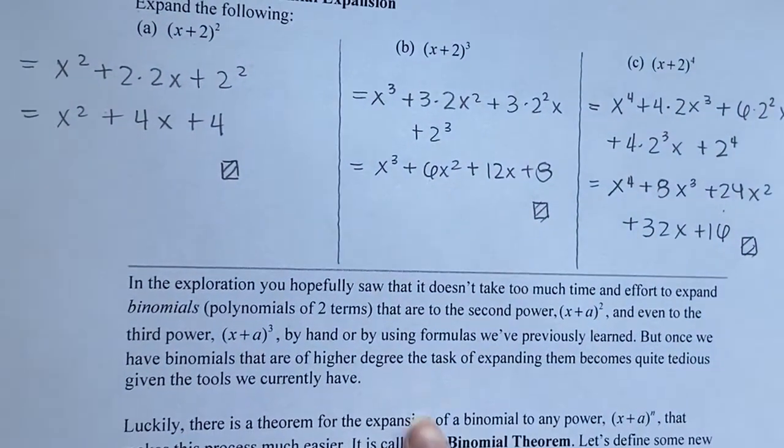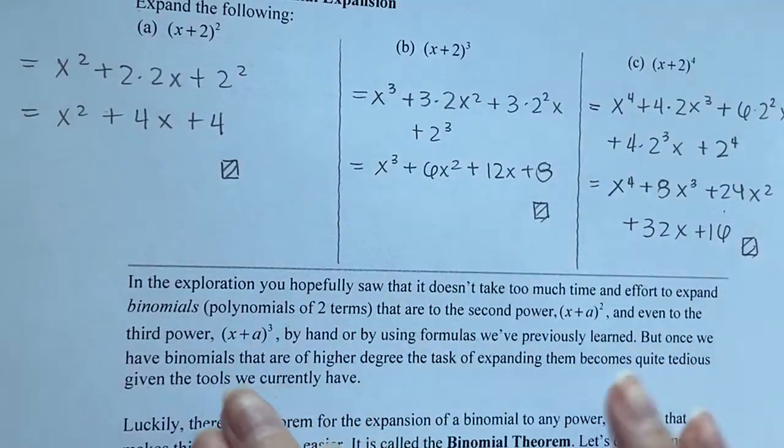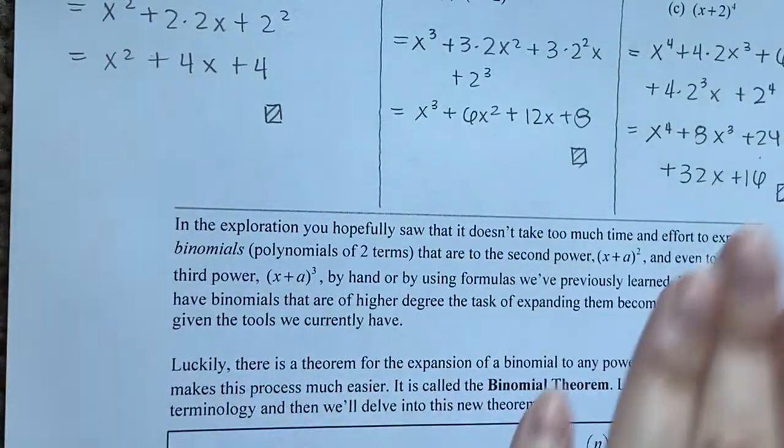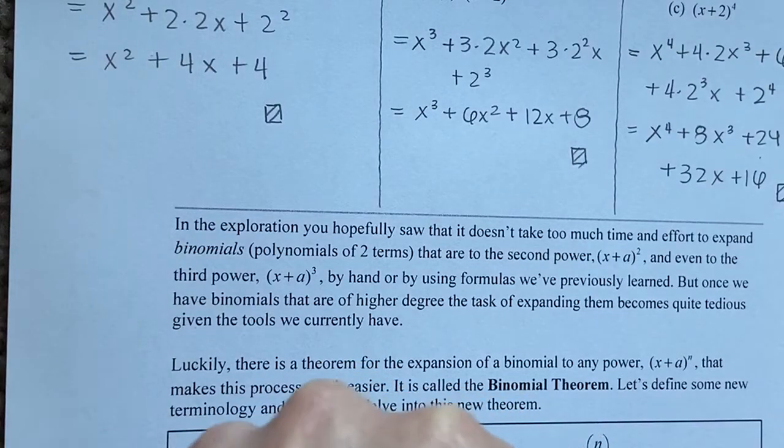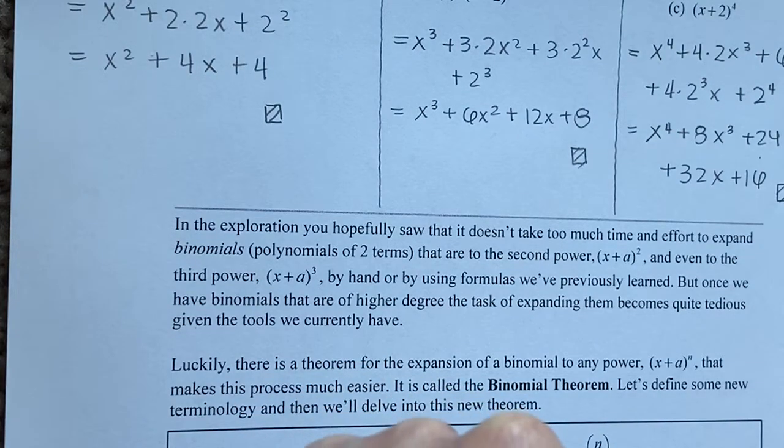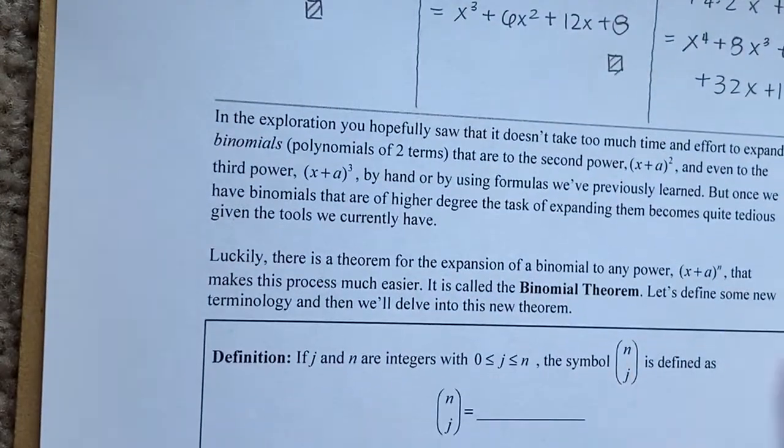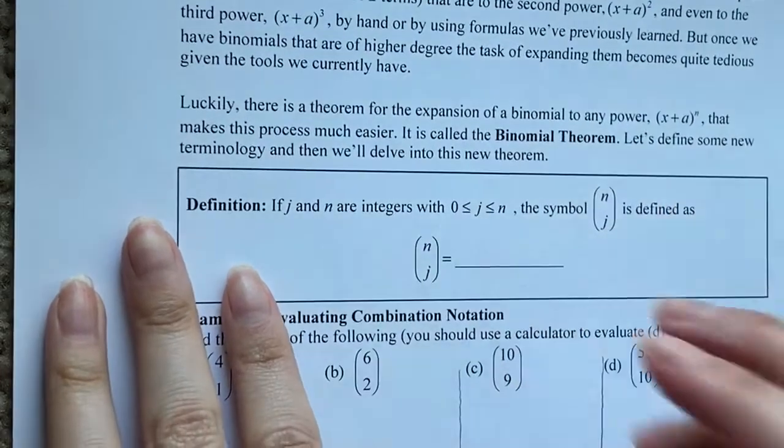As you can see here, it didn't take me a lot of time. I didn't foil as much to expand my binomials. Why? I'm doing what we call the binomial expansion, or the Pascal triangle, which we are going to see. So we call it the binomial theorem. And we are going to define a new terminology that you are going to find super simple. It looks a little bit weird.